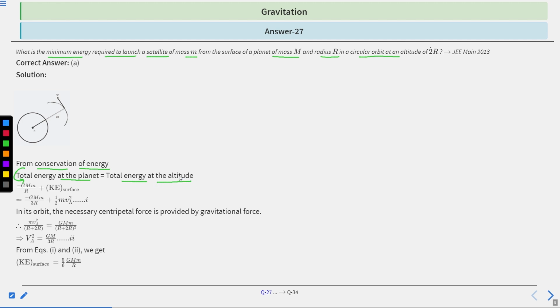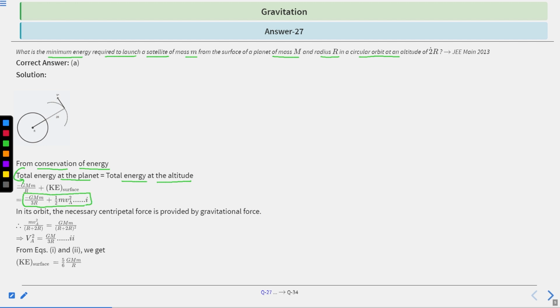So, minus GMm divided by R plus the kinetic energy at the surface is equal to minus GMm divided by 3R plus half mv square. Let this be equation first.